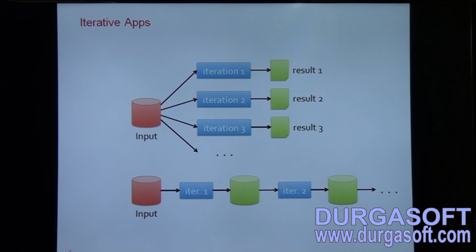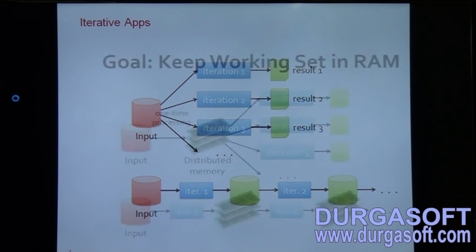So this is a sample picture showing the iterative algorithms, and what iterative means. This is iteration 1, which produces some result. Then iteration 2, iteration 3. Here we are using and generating the same data in each iteration. It would be very inefficient.